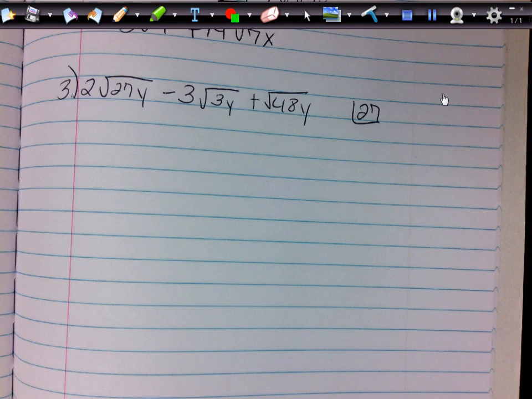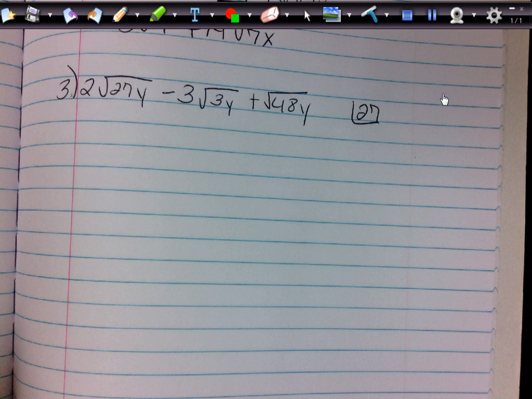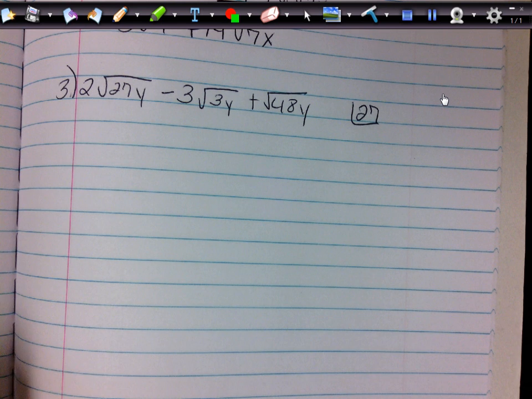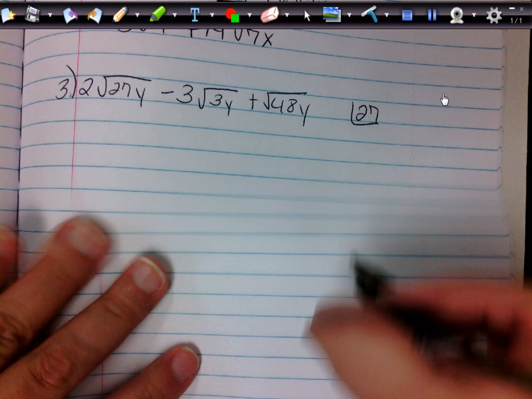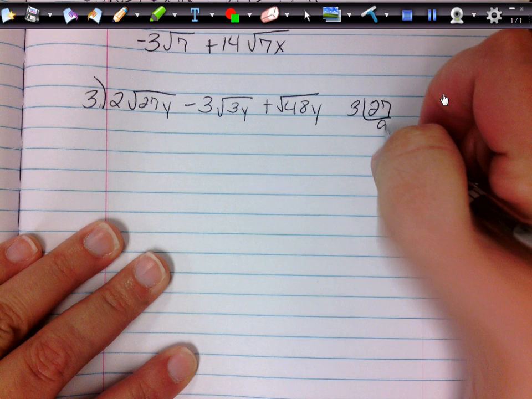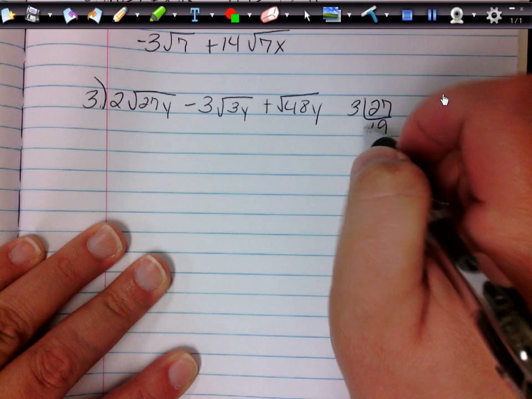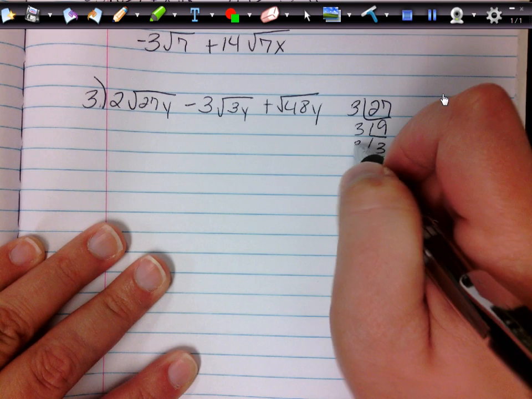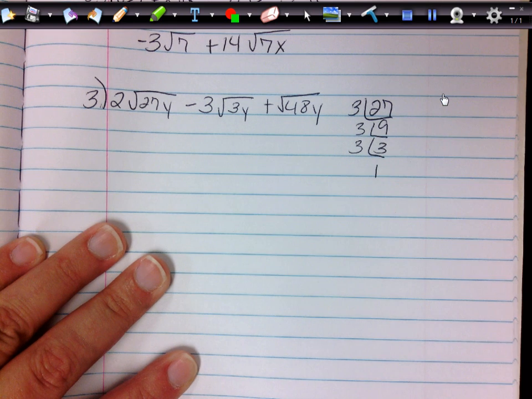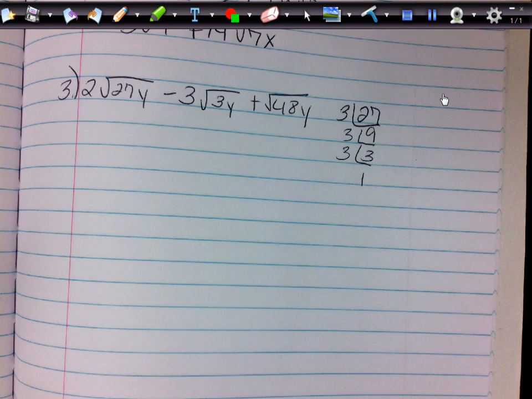So for 27, again, I have to make sure I'm dividing by primes, and I can't divide by 2, so I'm going to divide by 3. If I divide 27 by 3, I get 9. 9 divided by 3 is 3. 3 divided by 3 is 1. So there's my 27 broken down.